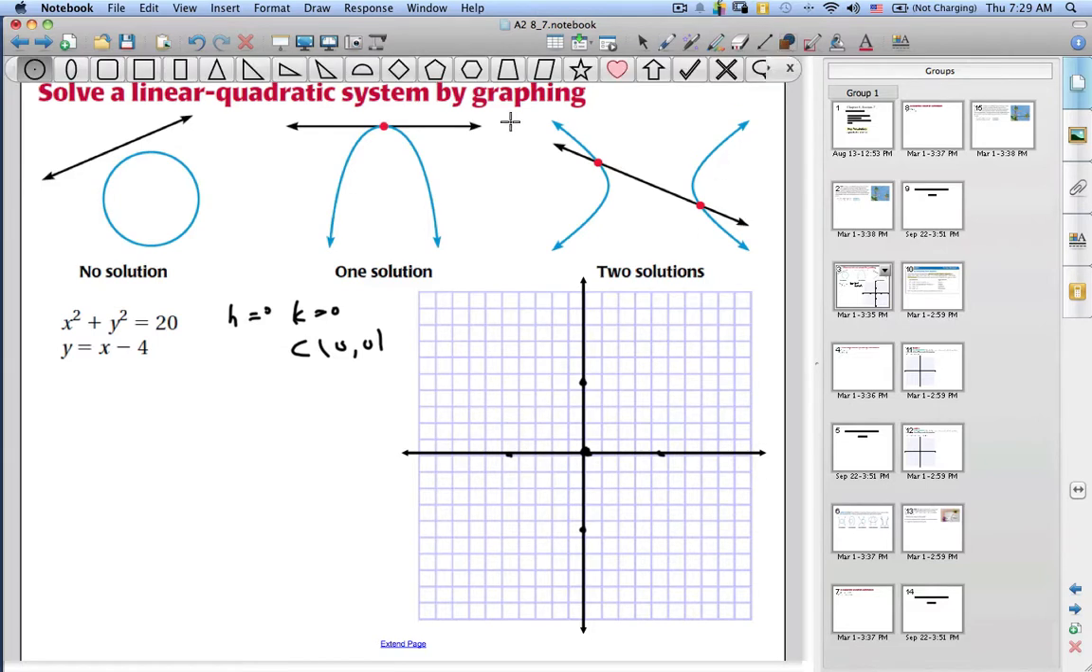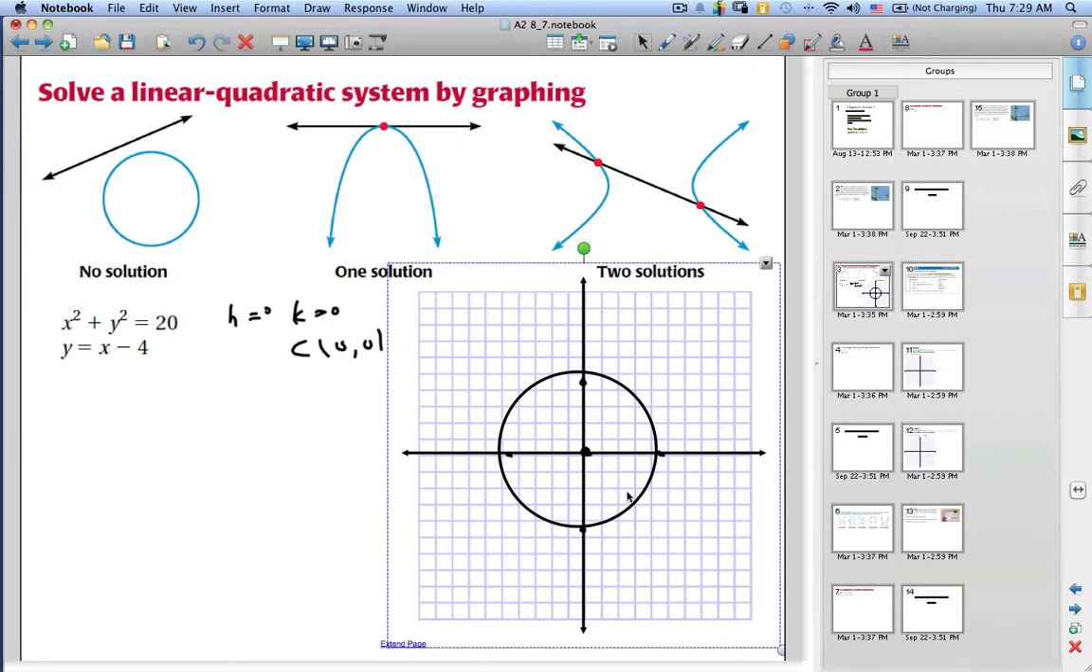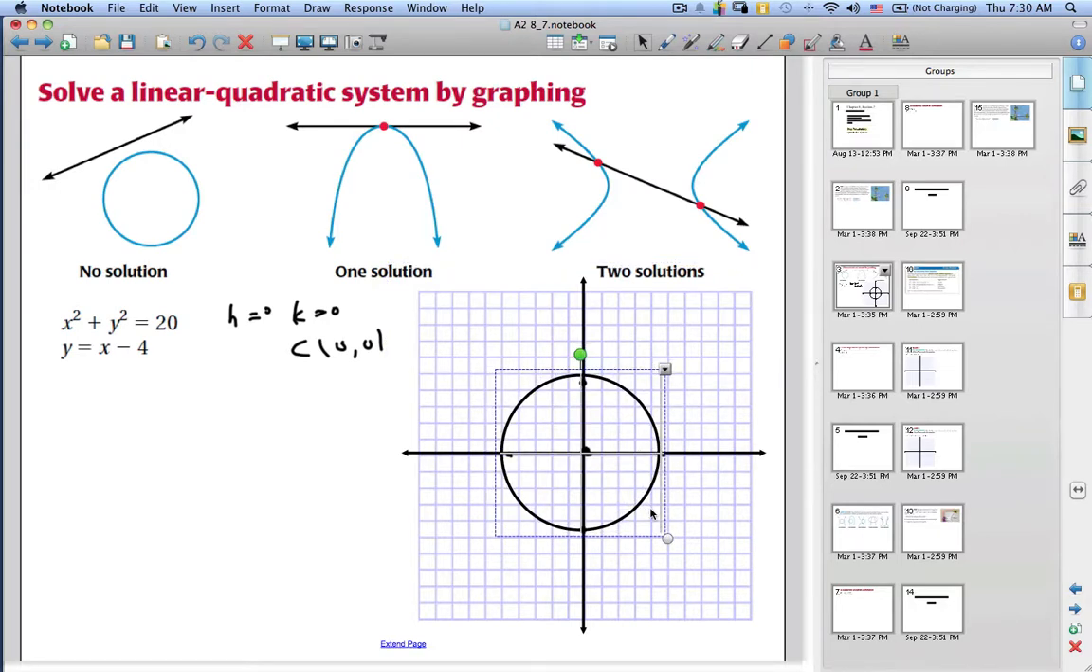So if I wanted to go ahead and graph that guy, that looks about right. Okay, a little large. Still a little big. That's pretty close right there. Okay. So that gives you a generic idea of the graphing of the circle.